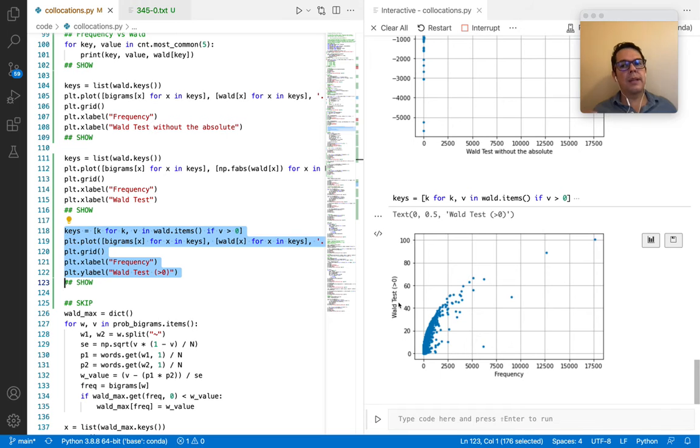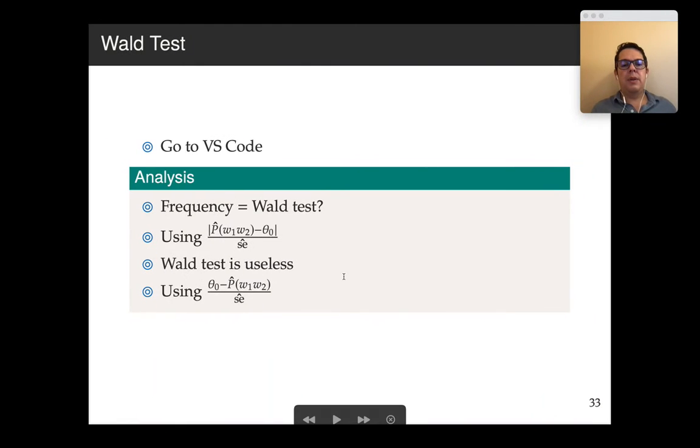And the consequence of this is that the output is going to be very similar, because somehow we are looking at the frequency. Well, we are looking at the Wald statistic, but the Wald statistic is behaving like the frequency. Can we fix that? Let me go here.